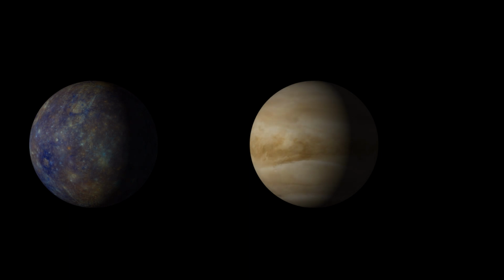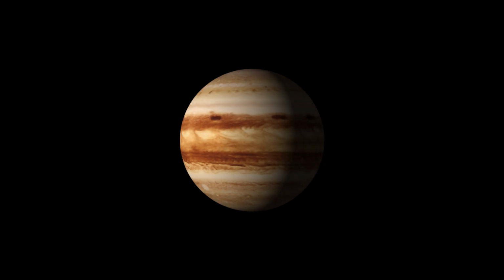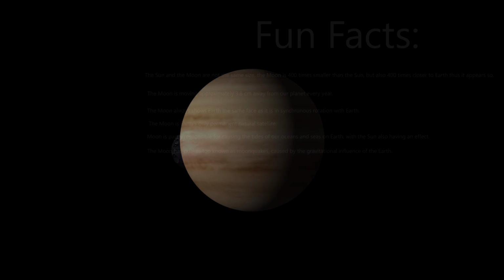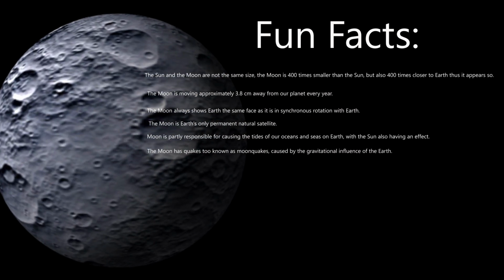Only Mercury and Venus do not have any moons. By comparison, Earth has 1 moon and Mars has 2. Jupiter has the most of any planet. Saturn is second. Fun facts: the Sun and the Moon are not the same size. The Moon is 400 times smaller than the Sun, but also 400 times closer to the Earth, thus they appear the same size. The Moon is moving approximately 3.8 cm away from our planet every year.